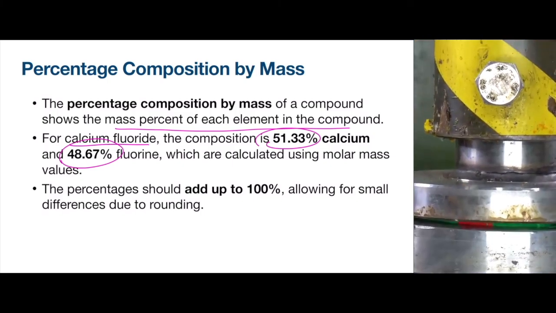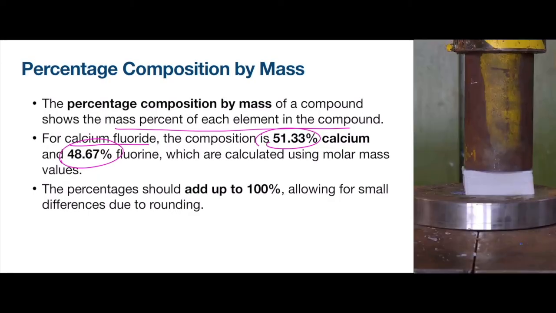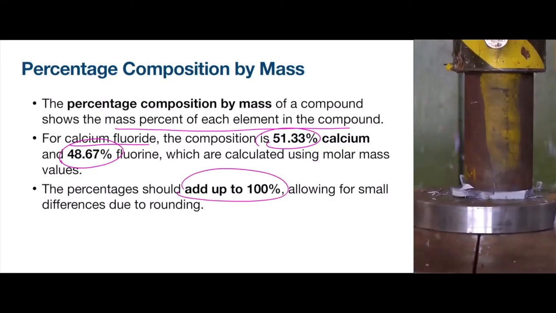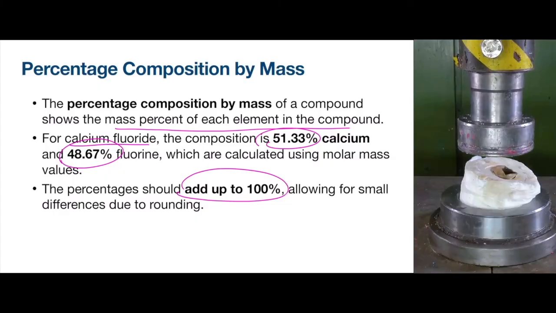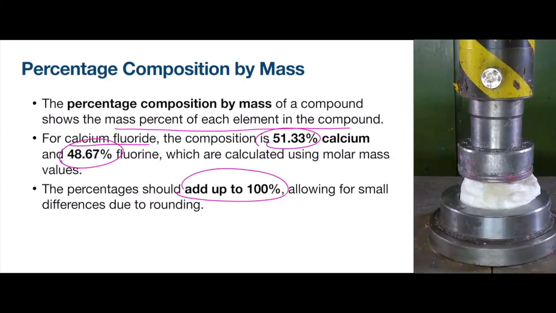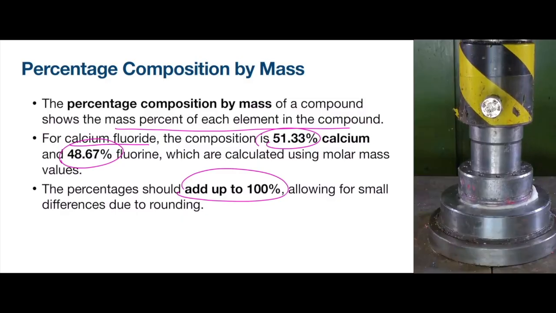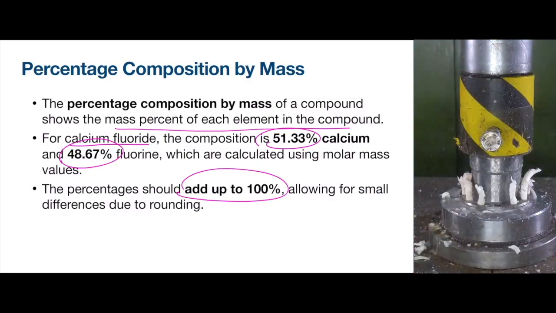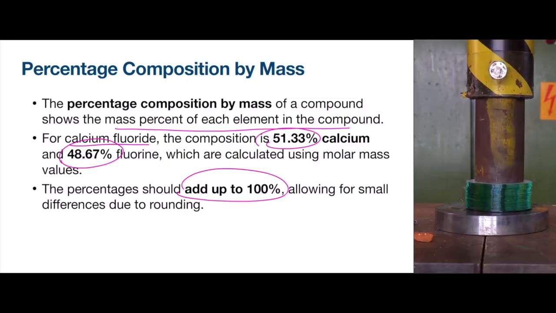A good way to check your work is to add the percentages together. They should add up to 100%. If you are off by a very small amount, like 0.01 or 99.99%, that's usually just due to normal rounding during the calculations.